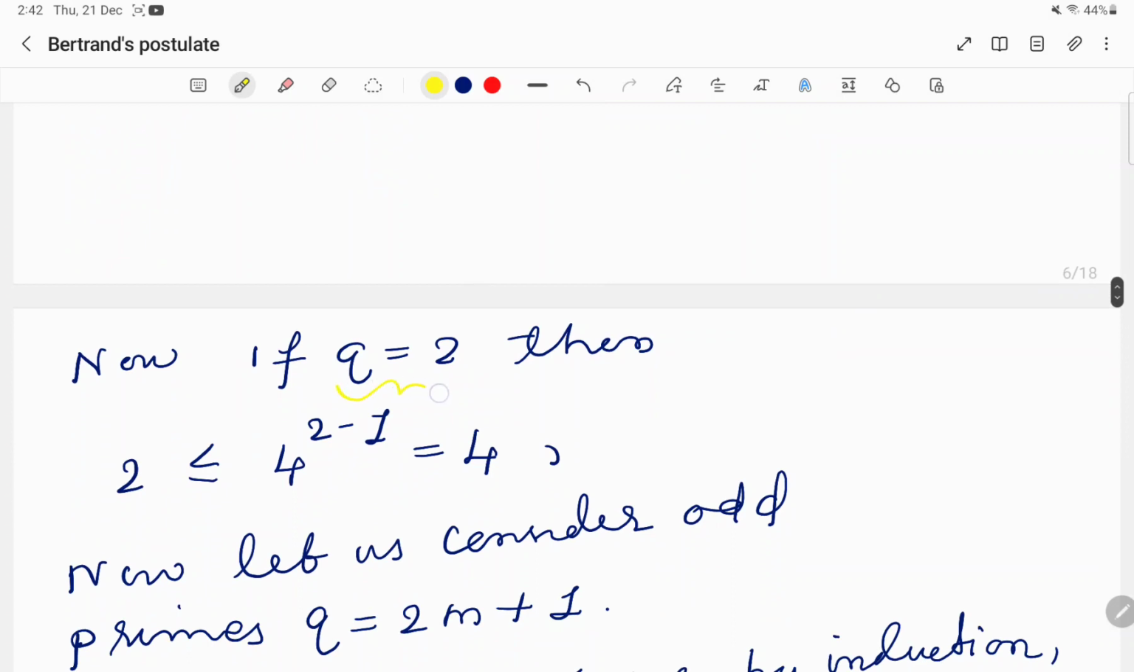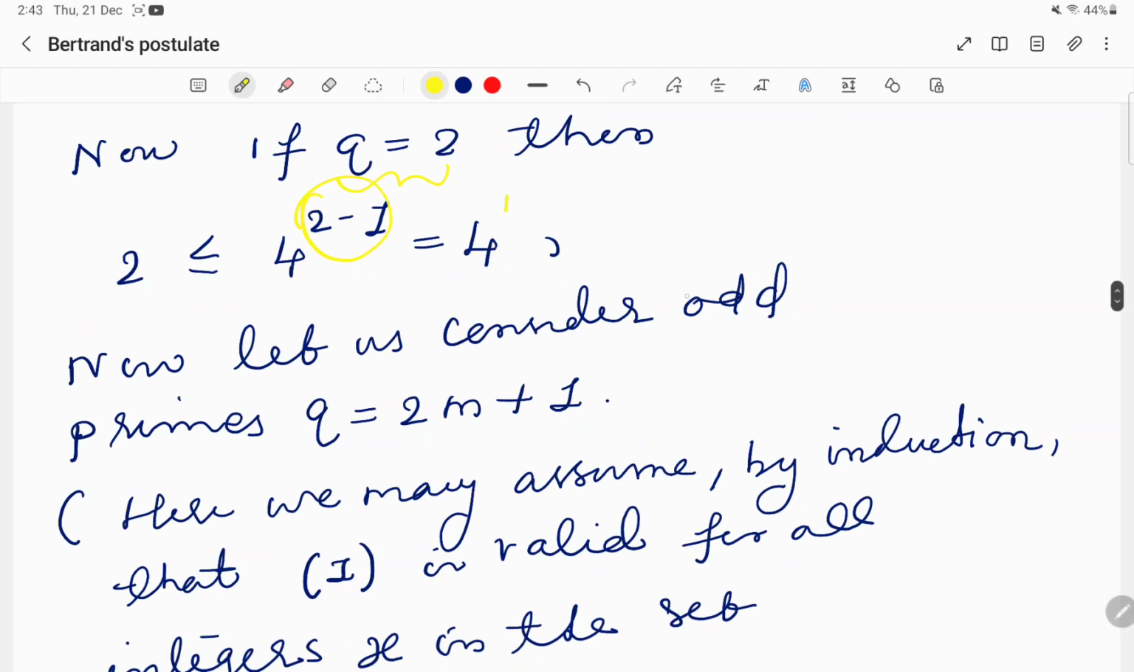Now if q equals 2, the result is true, because the only prime available is 2, so that is less than or equal to 4 power 2 minus 1, which is 4 power 1, so 2 is less than or equal to 4. So the base case is true. So now we assume that this inequality is true for all primes except q, because q is the largest one. We need to prove it is true for q. So assume for all integers less than that, the result is true.